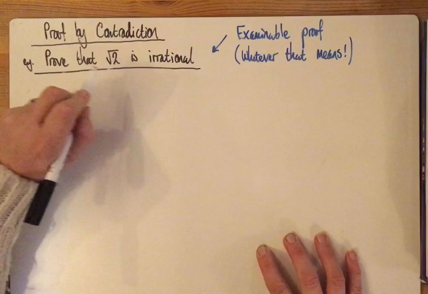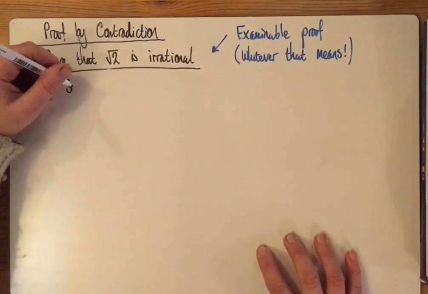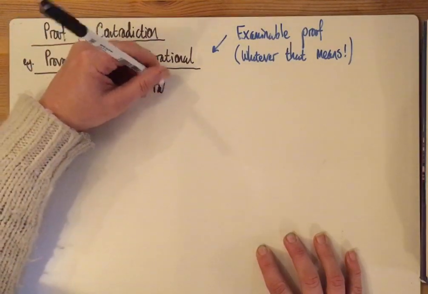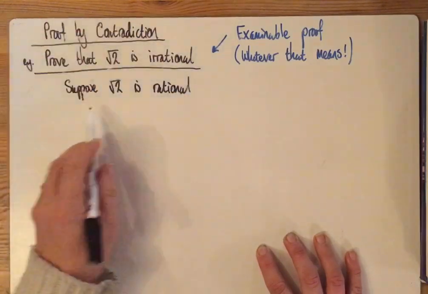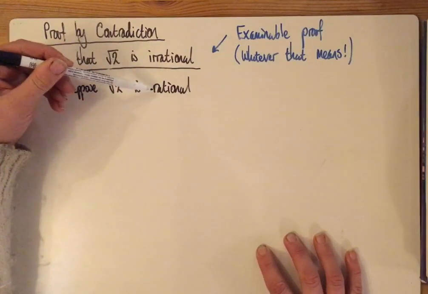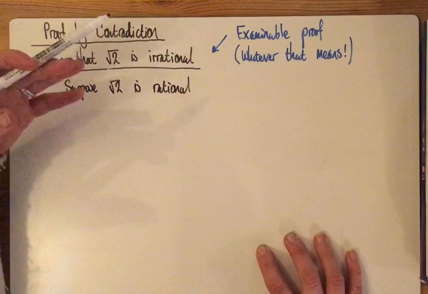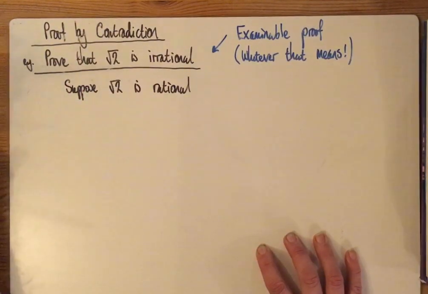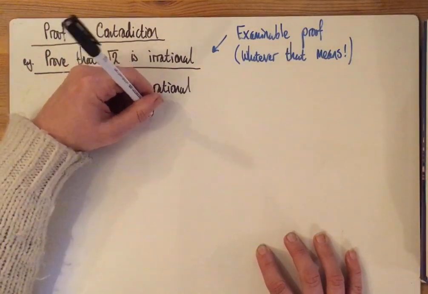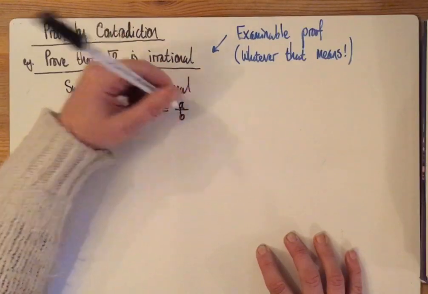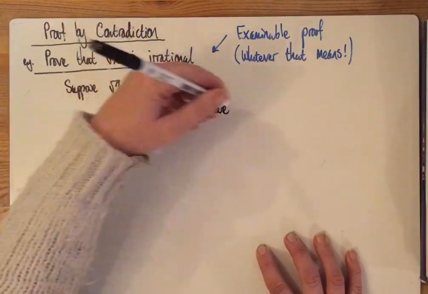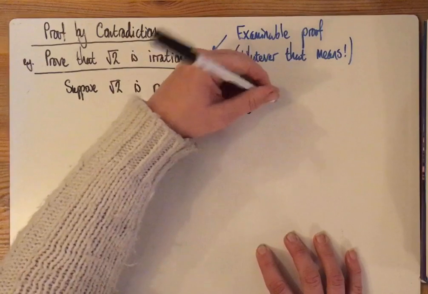So rather than proving that root 2 is irrational, we suppose that root 2 is rational. And we show that this is impossible. Because root 2 is either rational or irrational, if it can't be rational, it must be irrational. It's got to be one or the other. And that's quite key to a contradiction proof as well. So if root 2 is rational, we can write root 2 as a over b, where a and b are both integers. And this is a fraction that's been cancelled down to its simplest form.